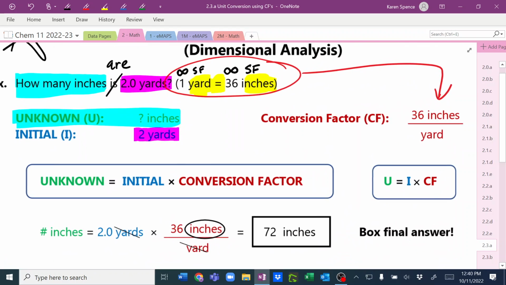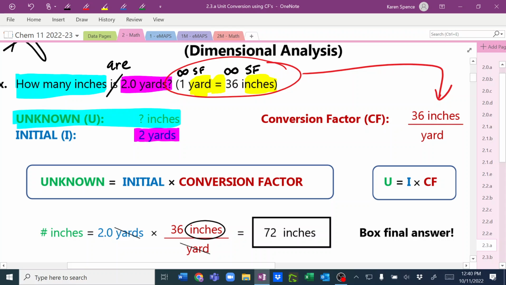Okay? So either given to you in the question or something you already know. So you are always going to set up your question in this fashion. You're going to write down your unknown. In this case, you would write down number of inches, because that's what we're solving for. So you write down what you're solving for. You write down your initial quantity, that's your 2 yards. And then you draw a times sign. So it's always going to be times. And then you're going to draw a line. And you're going to write something on the top of that line, and you're going to write something on the bottom of that line.